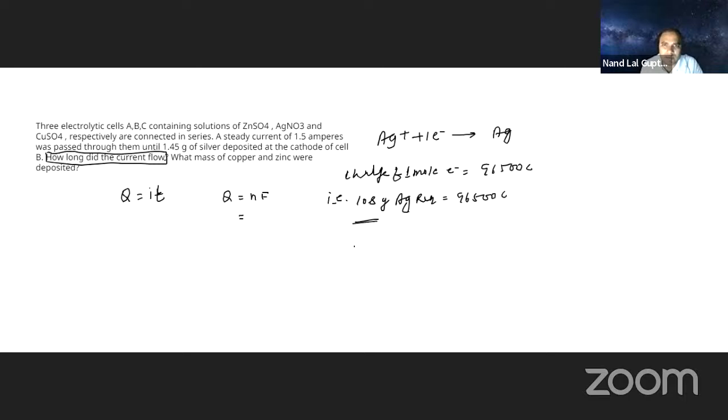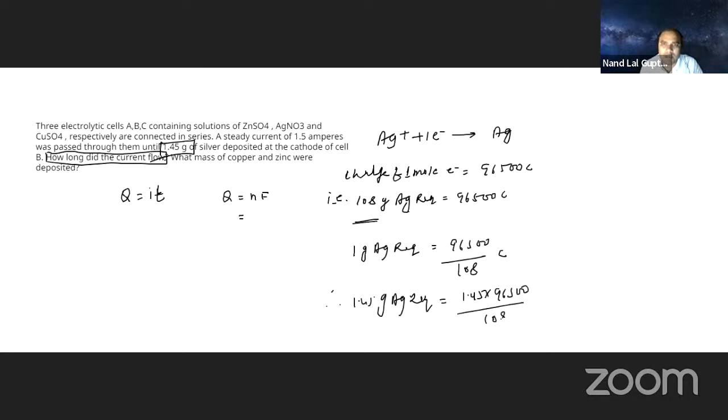This is coulomb. In the question they have given 1.45 gram of silver. Therefore, for 1.45 gram Ag, we can write 1.45 multiplied by 96,500 divided by 108 coulomb. So the value we get is 1295.6 coulomb.